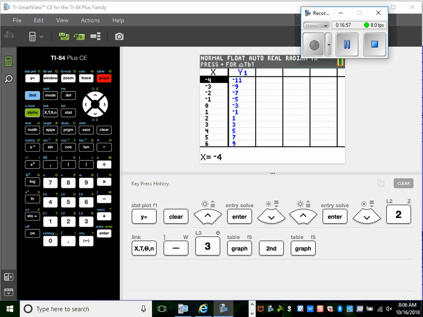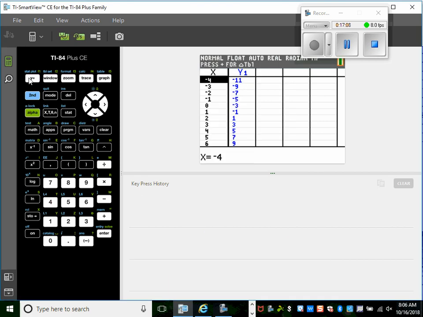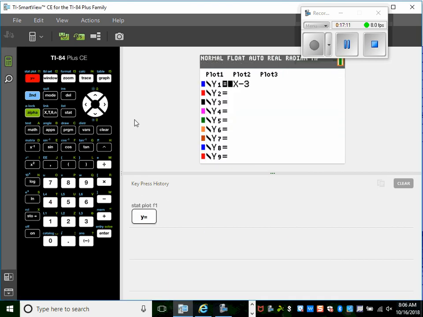All right, so in number 2, it says y equals x squared minus 5. So we're going to hit, let me just clear this out. Okay, so we're going to go back to y equals. We're going to hit clear.